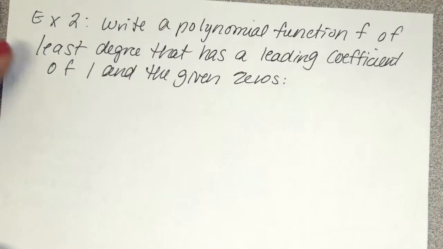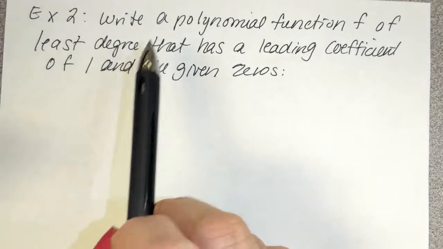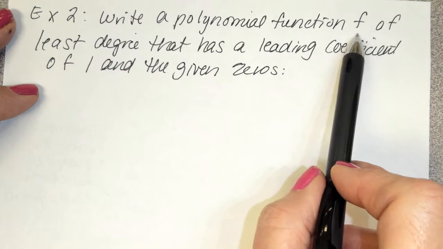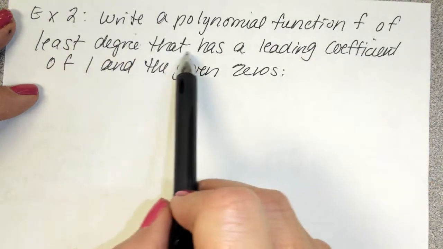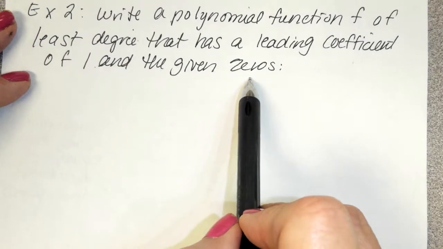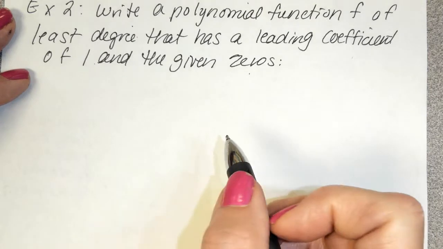Now, find yourself some space. You don't need to write out these directions. Just listen, and then I'm going to have you come up with some numbers for me. Write a polynomial function, f, of least degree that has a leading coefficient of 1 and has the given zeros. So I'm going to give you some zeros.